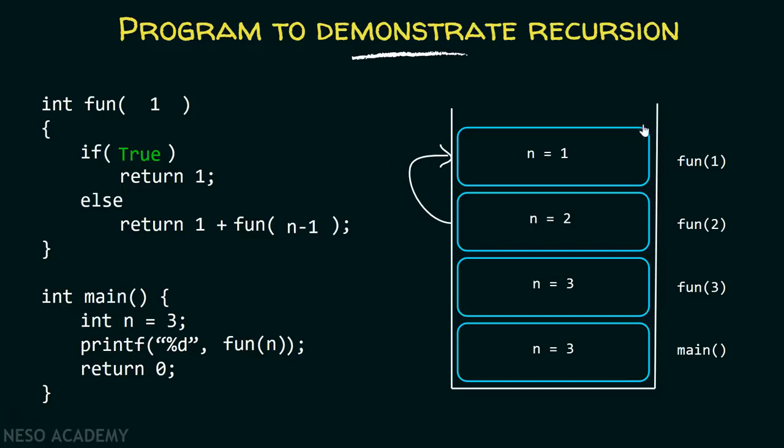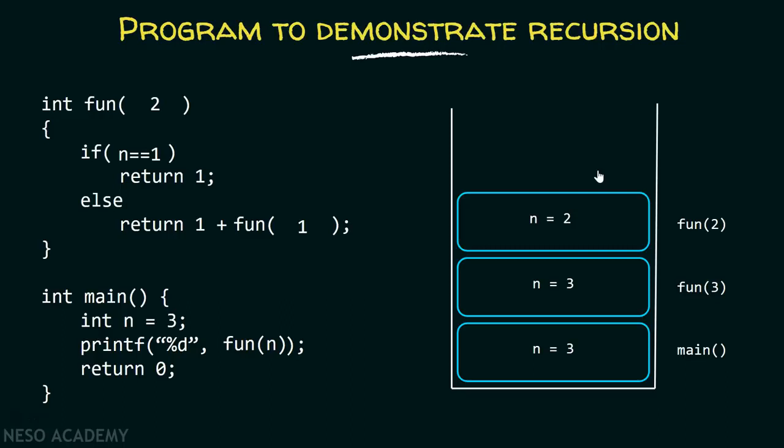Return means you are simply popping this activation record out of the stack and returning back to fun2, which means you're returning back to the place where you left off. And this is the place where you left off, remember? So this will get replaced by value 1, which was returned by fun1. As 1 plus 1 is equal to 2, now 2 will get returned back to the caller of fun2, which is fun3. And hence, the activation record of this fun2 will get popped out of the stack.